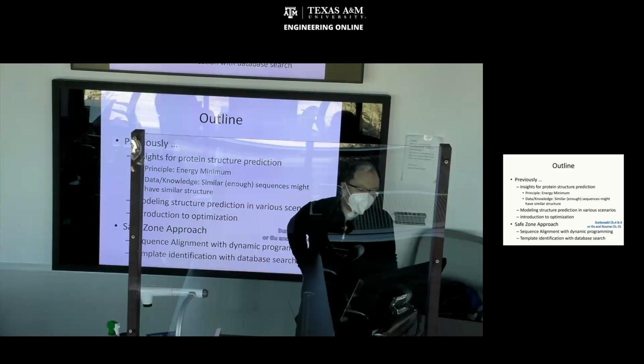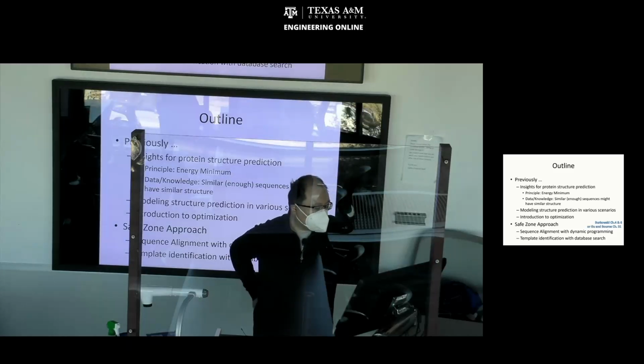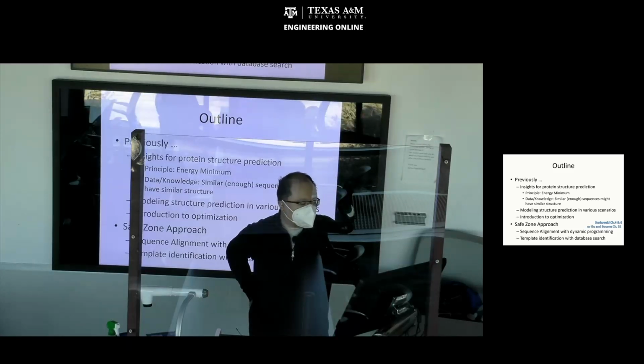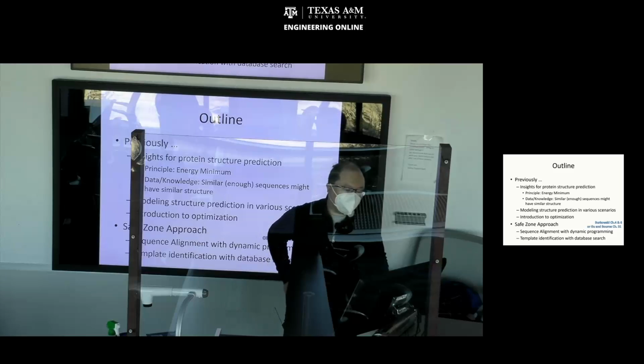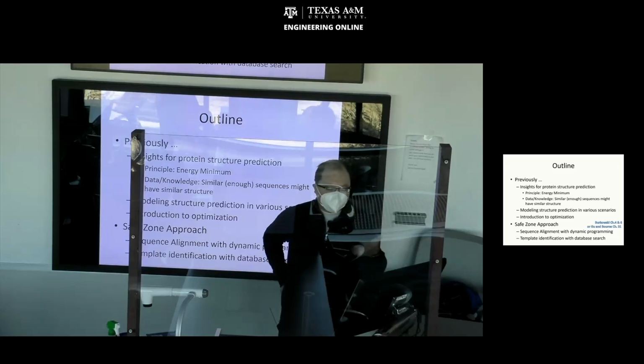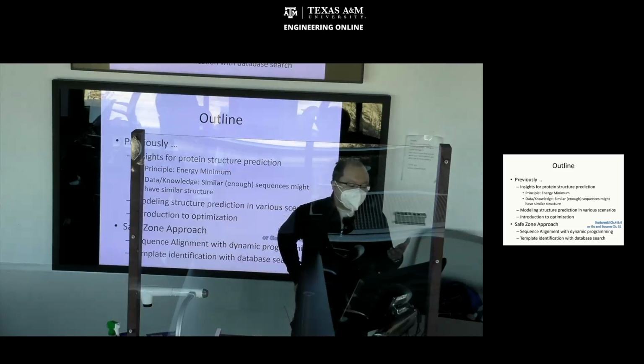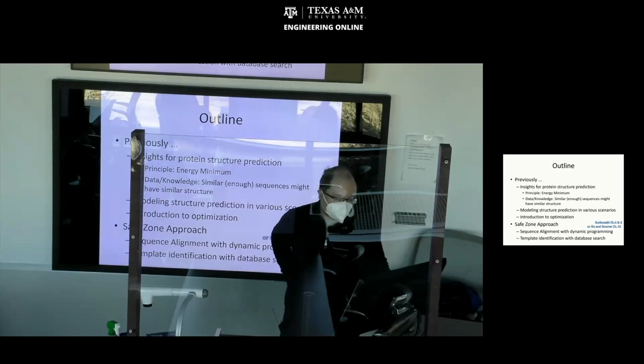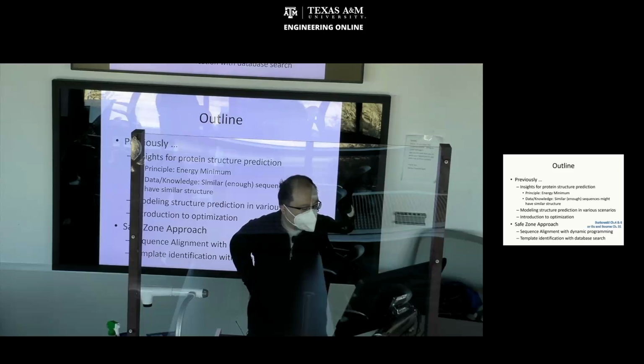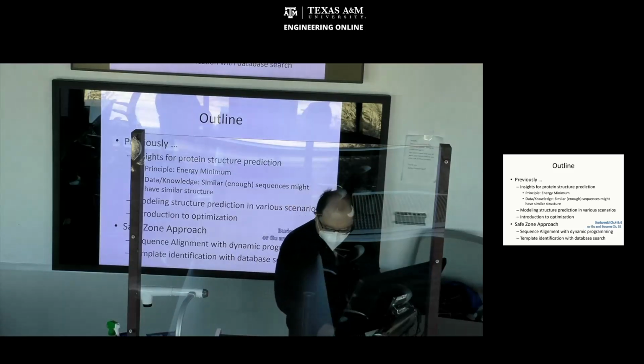So we talked about these results in modeling the protein structure prediction problem in various scenarios. Right, but remember, this is a classical formulation because the pattern back then from the limited data was very limited as well. And then we used an introduction to optimization so that we can start talking about the safe zone, okay?